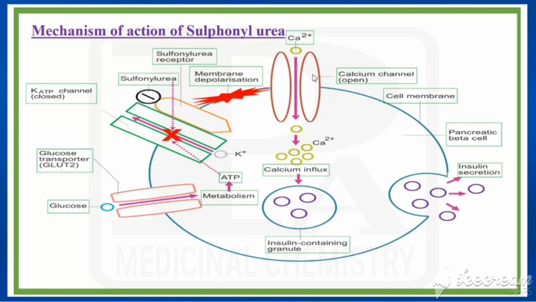What about the calcium channel? This is a voltage gated one. Because of this depolarization, the calcium channel would be opened and leads to the influx of calcium ions. This causes increased intracellular calcium and an alteration in the cytoskeleton, and stimulates the translocation of insulin containing granules to the plasma membrane, and finally the insulin would be released. So that is the mechanism of action of sulphonyl ureas.